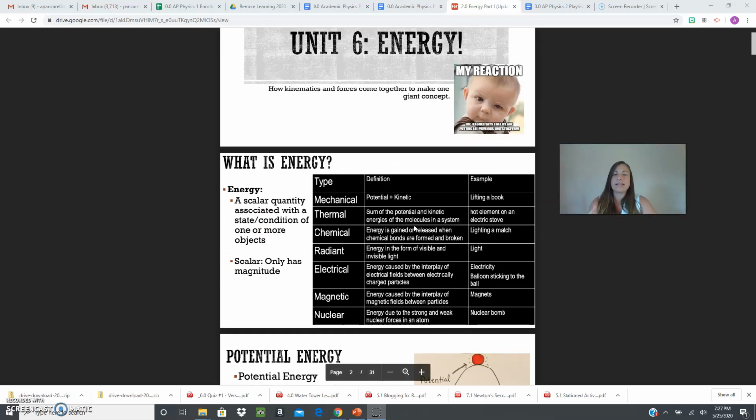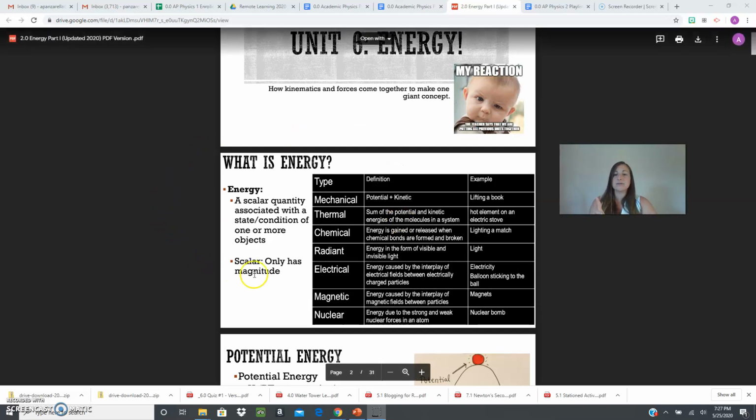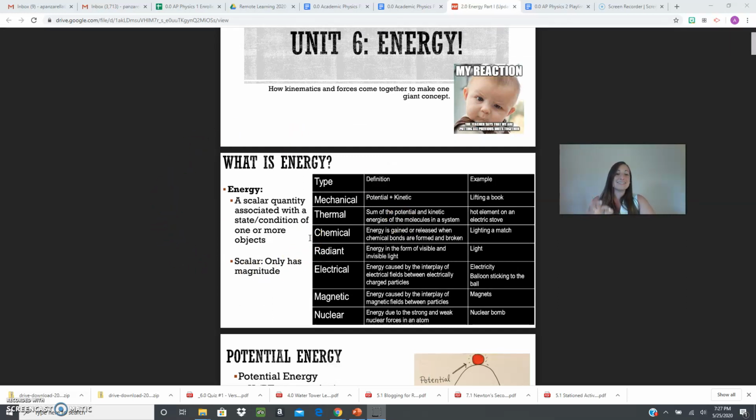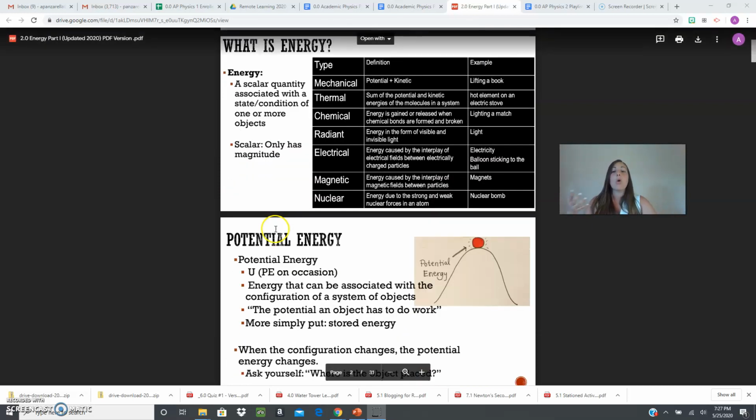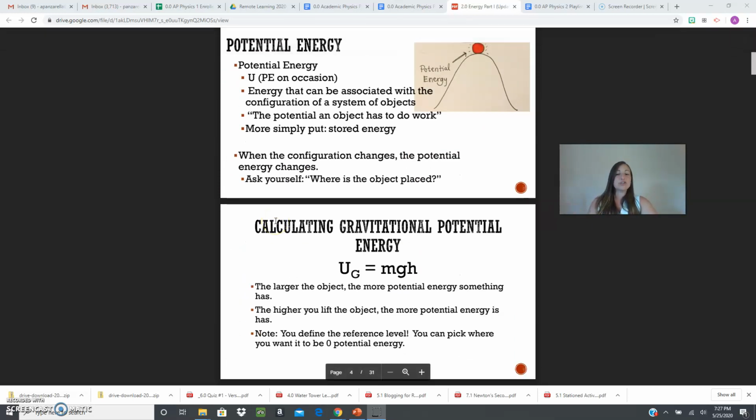Now, one of the things I do want to note in this first slide is that energy is a scalar function. So energy in itself doesn't care about direction, it just has magnitude. So it is only how much do I have? You don't have negative energy because energy is something that is just contained within a system via one form or another. One of those being potential energy.